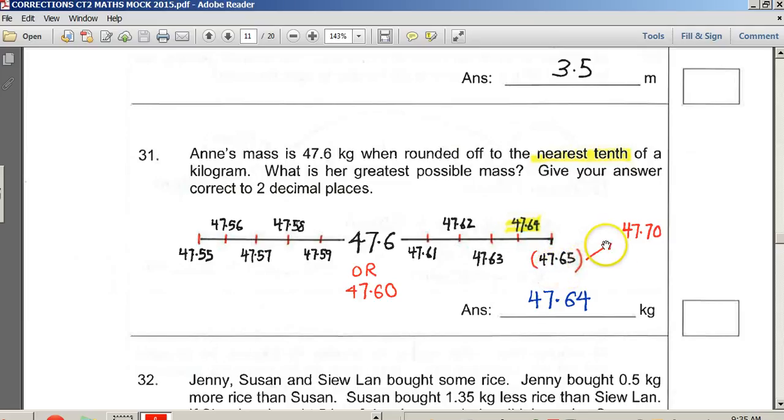47.65 will be rounded off to 47.70. Look, 65 rounded to become 70. Just like over here, 55 rounded up to become 60, right? And here 65 rounded up to be 70. So it cannot be this number. The largest possible number is this 64. Alright, this is the answer. And numbers like 63, 62, all these are rounded down to 60 here.